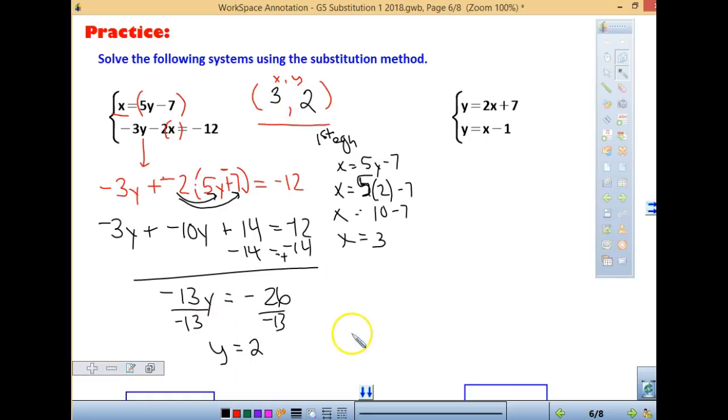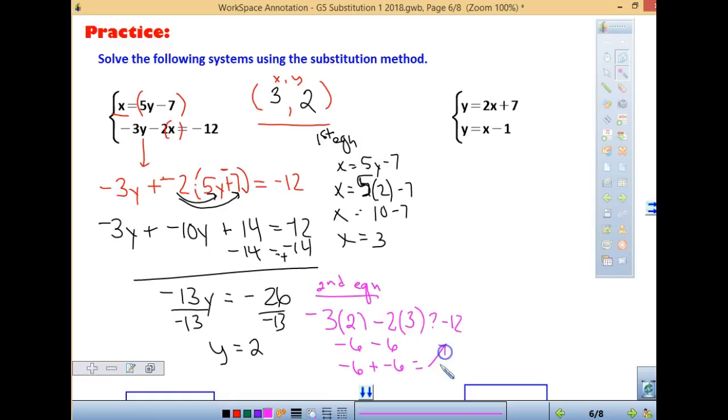Not sure if I did it right, especially when some of you get fractions and decimal answers, you're going to question yourself a little more. You can get fractions and decimals, so we're going to go to the second equation. If we look at that second equation, we put negative 3 in place of x, minus 2, replace the y, since y was 2, substitute in, we get 3. And the question is, does that equal negative 12? Negative 6 minus 6, which is the same as negative 6 plus negative 6, does equal negative 12. And it checks. So if we are looking at our solution, it is (3, 2).